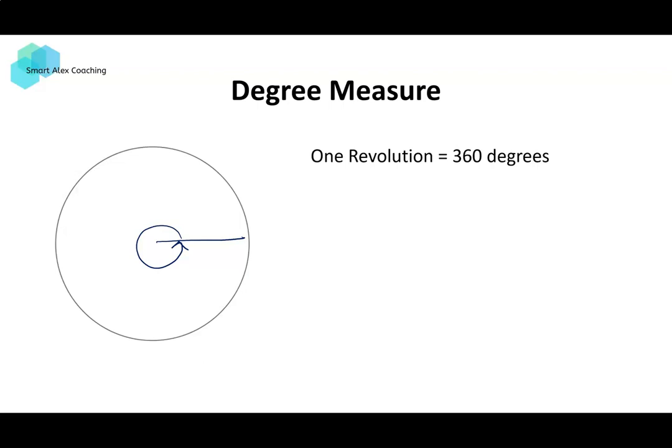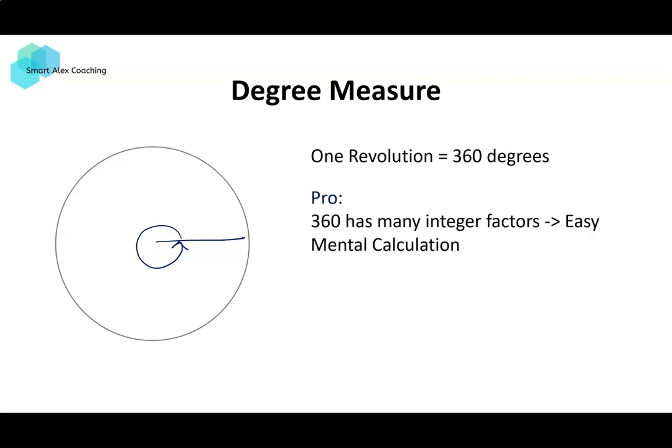But apart from that, the number 360 has some advantages. Firstly, 360 has many integer factors, and this makes it very easy to do mental calculation. We can easily work out what a quarter of 360 is, that's 90. We can work out 1/3 of 360, which is 120, and so on. But the disadvantage of the degree measure is that there is no connection between the rotation and the physical circle itself. For example, it is not connected to how big the circle is, the radius, nor the arc length, and it's therefore not ideal for calculus.